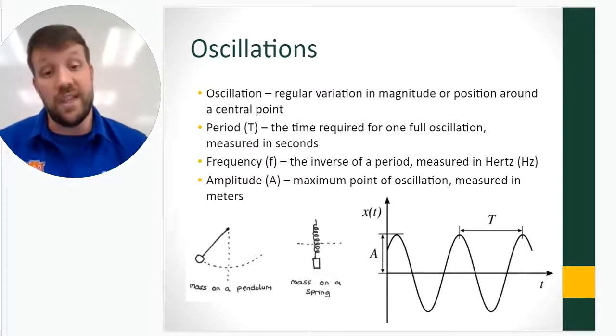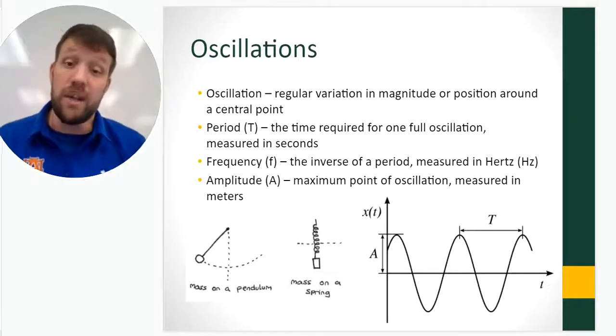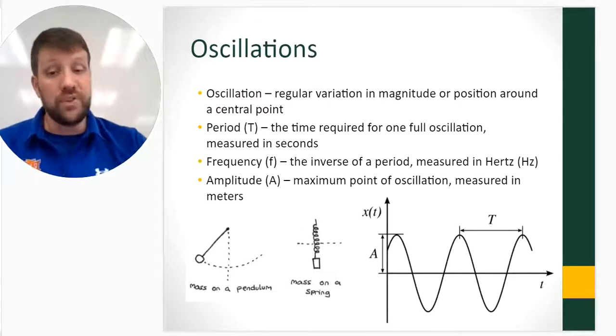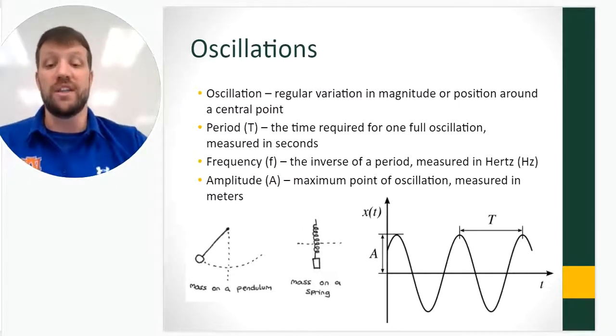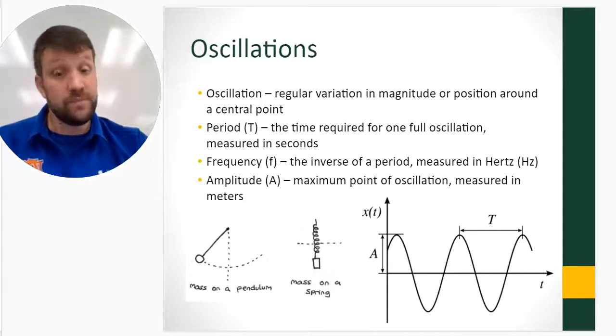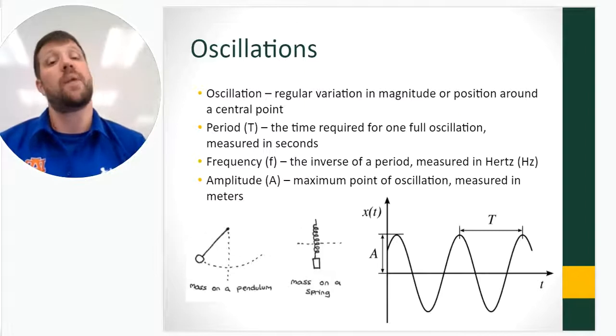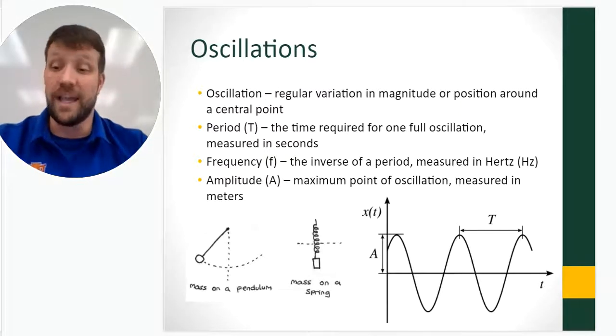The frequency is the inverse of the period, as mentioned, measured in hertz. So again, same thing happening here. And the amplitude is the maximum point of oscillation, and that's measured in meters. These are all terms that we covered with our basics of waves, so hopefully you see why we're talking about simple harmonic motion at the same time.